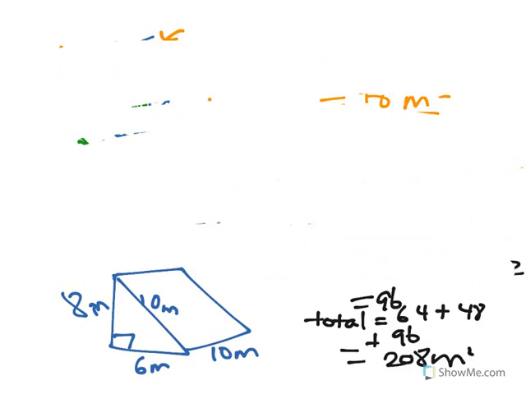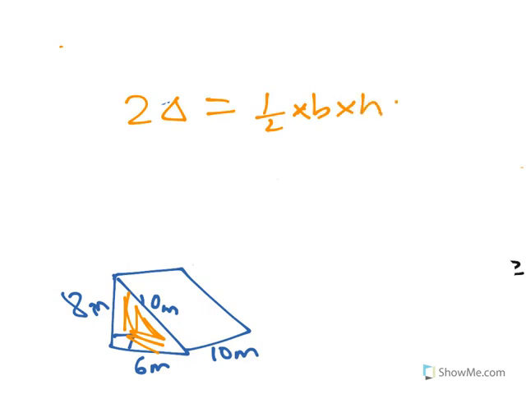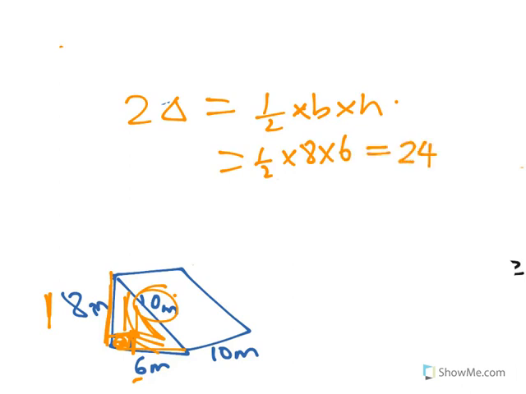So with the triangular prism, we have the 2 triangles at the front. So we have the 2 triangles, so that's a half times base times height. Don't use the slanting height, use this one here, the perpendicular height, the one that is at right angles to the base. So it's going to be a half times 8 times 6, which is 48. Half of that's 24.